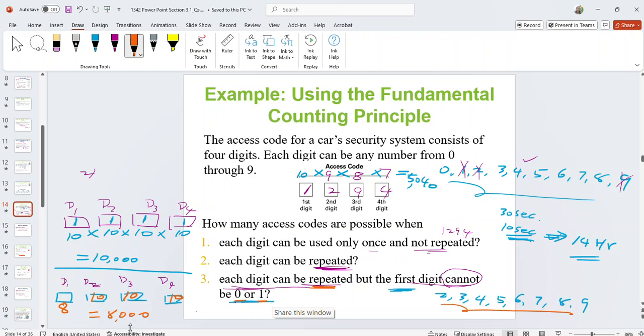All right. Any questions? Any questions about this one? How do you calculate this type of scenario?